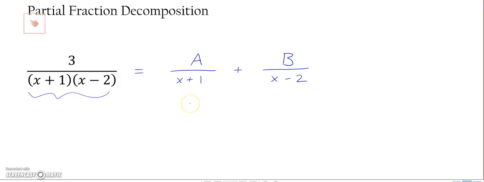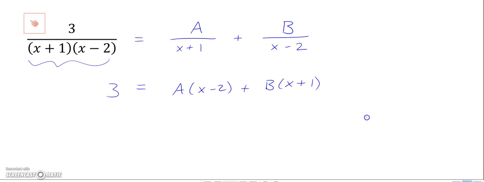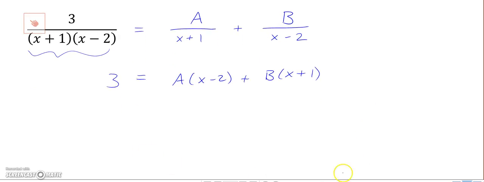Now the denominators would all end up being the same, so I'm going to focus on just what would happen in the numerators. So the a would get multiplied by x minus 2, and the b by x plus 1. And so this is what my numerator would look like once I've got an LCD for the two fractions. And so that means it has to be equal to the numerator on the other side, the 3. And so this is the equation I'm dealing with.